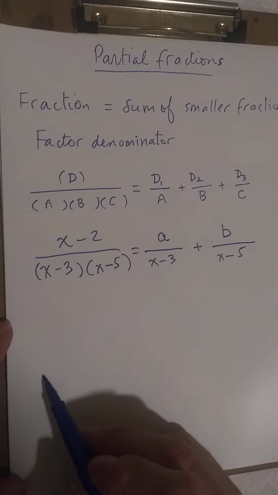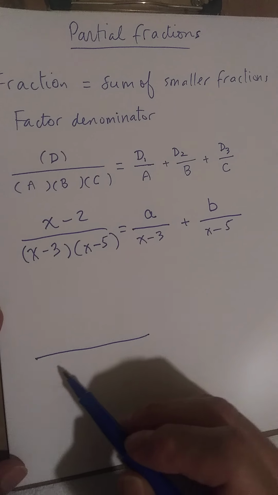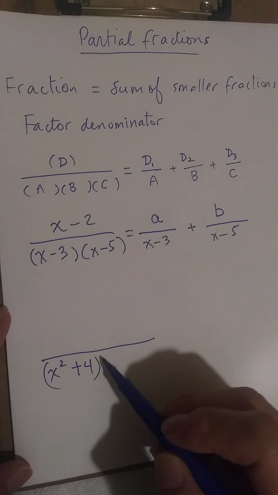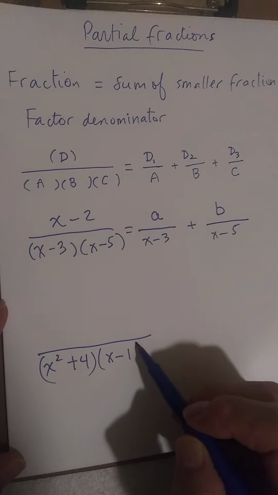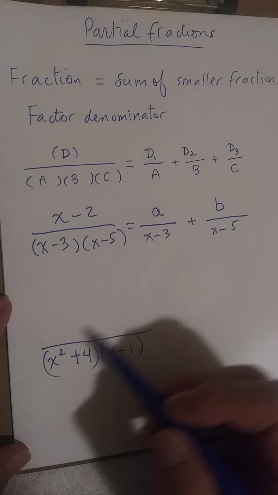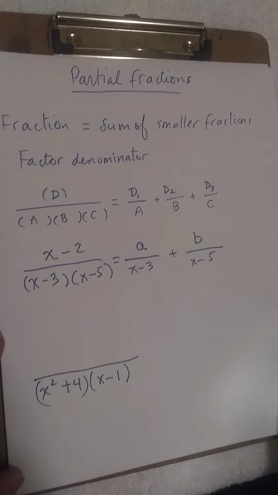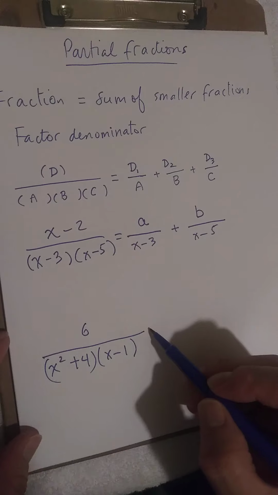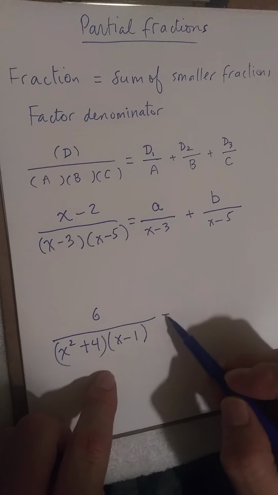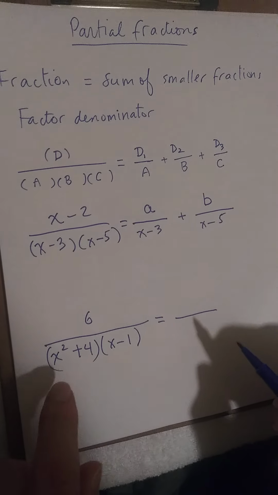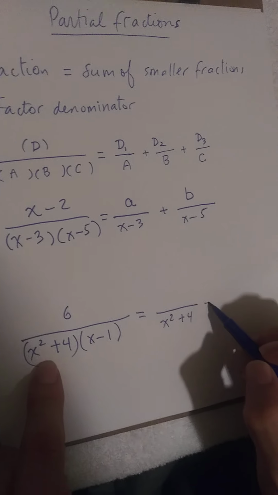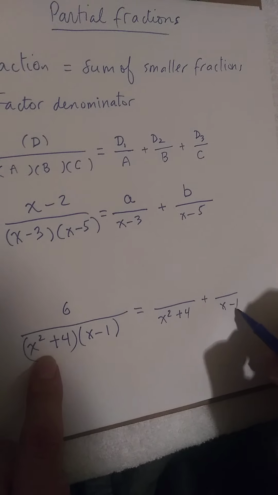Okay. We have another fraction like this. Let's say here we have x squared plus 4, and here we have x minus 1. And then the numerator can be anything. It can be a number, it can be x minus 2. Let's put a number like 6. So when you break this up, you break it up like this. The first denominator is x squared plus 4. The second denominator is x minus 1.